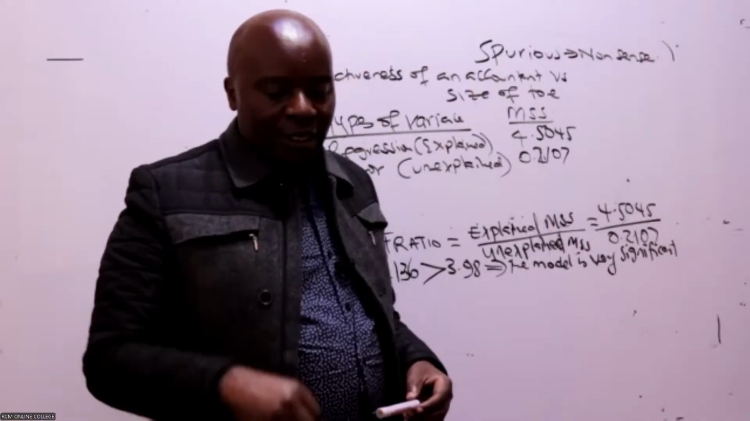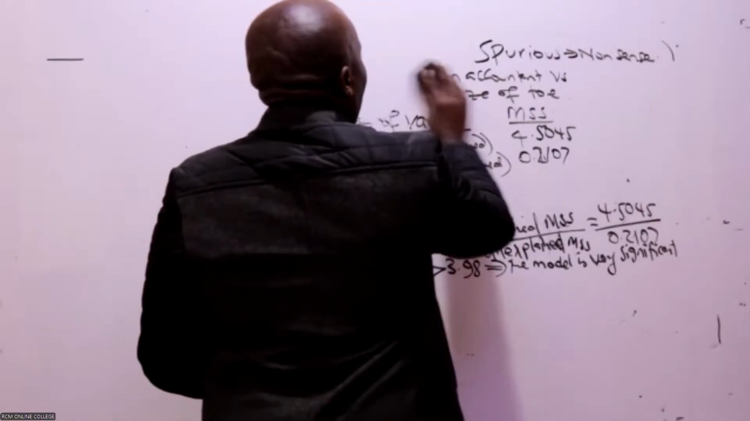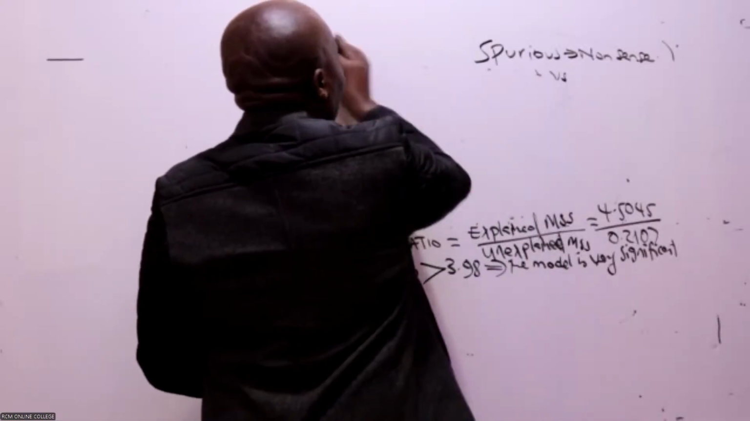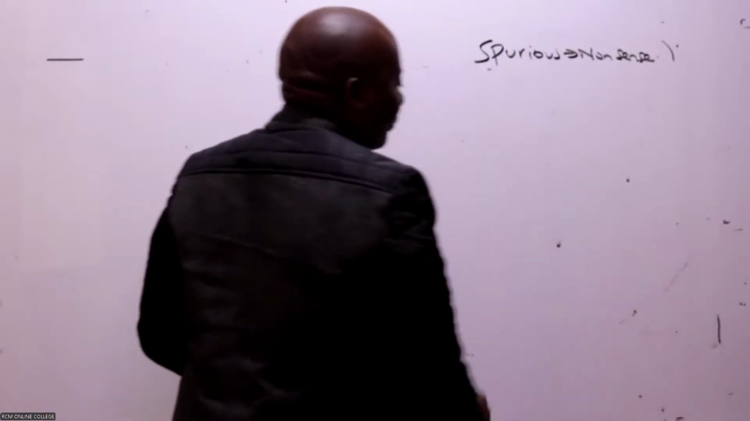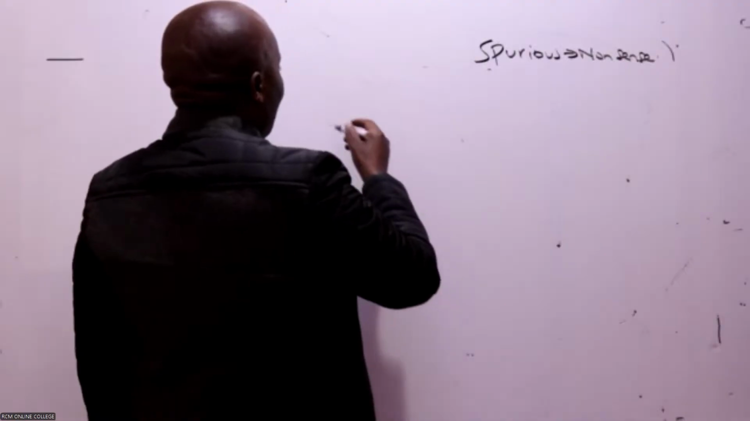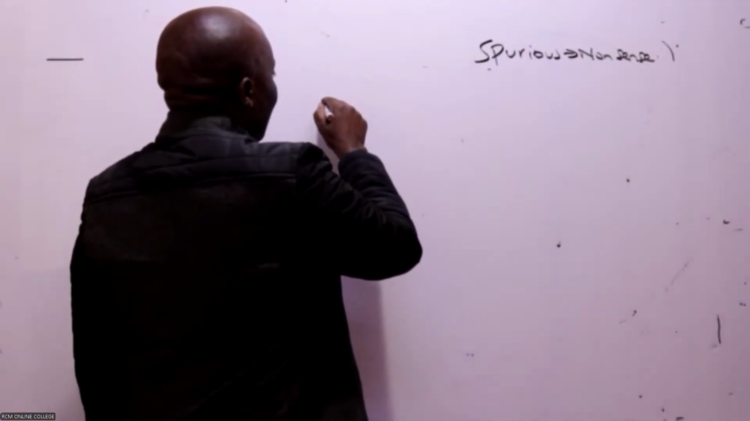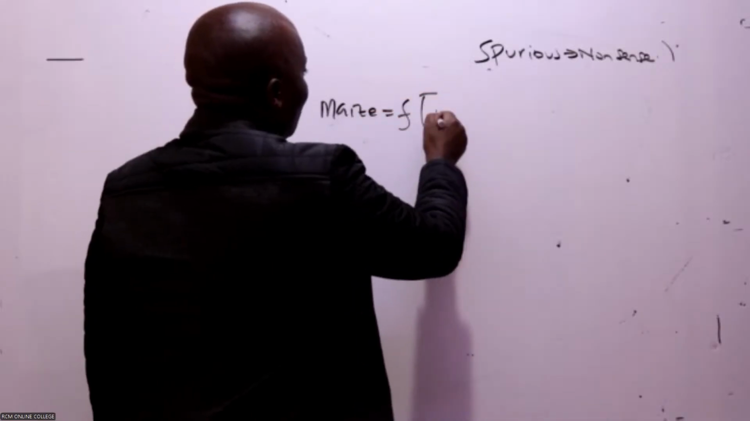Plausible. For example, ladies and gentlemen, if you're given this kind of relationship, we have here output of maize as a function of rainfall.